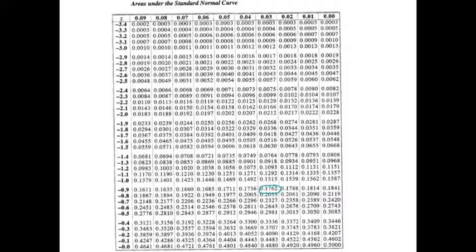Once you've found your number, all you need to do is look to the left and look up. The numbers to the left will give you your first two numbers. That's going to be negative 0.9. When you look up, that gives you your third number, which is 3.